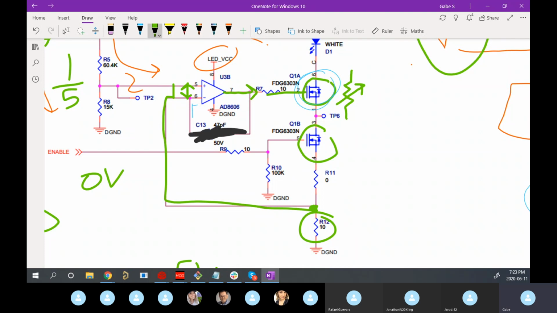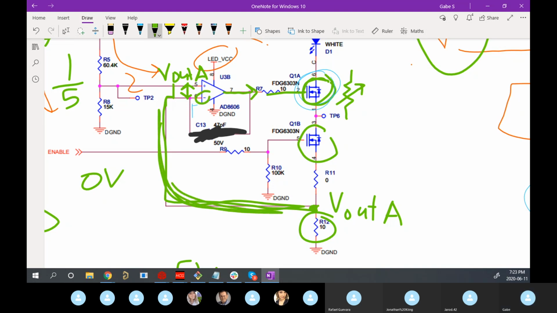So what we're literally doing here is taking V out A, and we're forcing V out A to be at this point. And the op amp is doing that for us. It's controlling this MOSFET to change its resistance to force this whole line, because it's all connected to the minus of the op amp, to be as close as possible to V out A. And that's just the nature of an op amp. That's what it does.